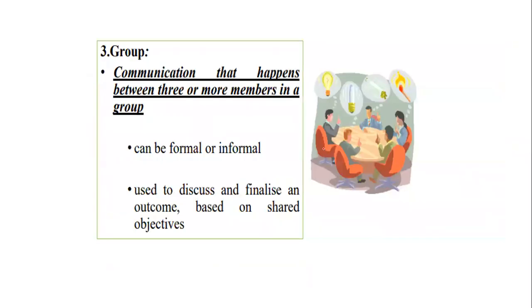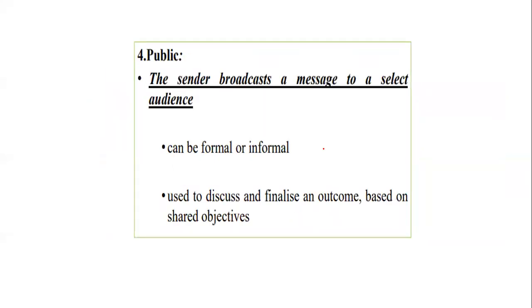So next is group communication. Group communication is communication which happens between two or more members in a group. It is used to discuss and finalize the outcomes based on the objectives. Now, public communication is communication in which the sender broadcasts a message, either formally or informally, and the finalization of the outcome is based on the objective. So what was the objective of using the communication, and whether the objective is satisfied or not.